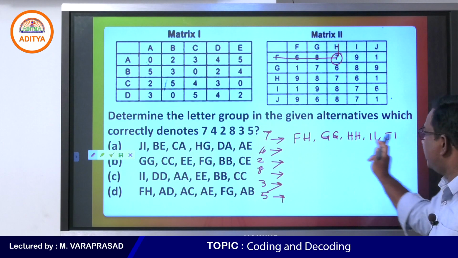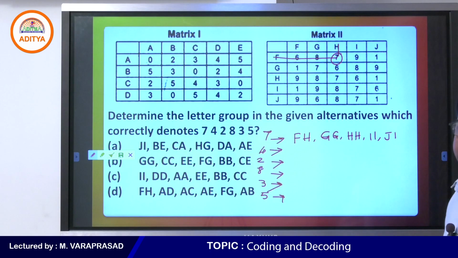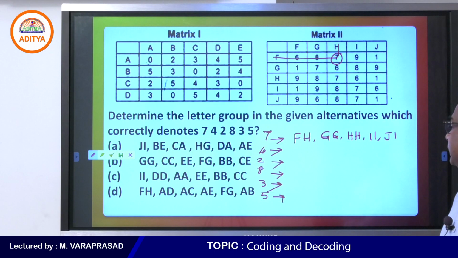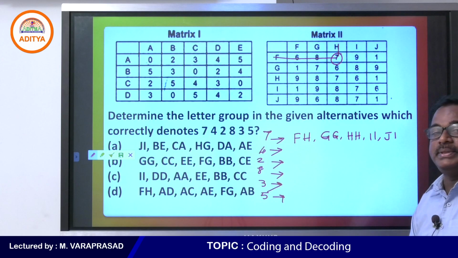So in these many ways 7 can be represented using rows and columns in matrix 1 and matrix 2. Yes: FH, GG, HH, I, JI. These many ways 7 can be represented.